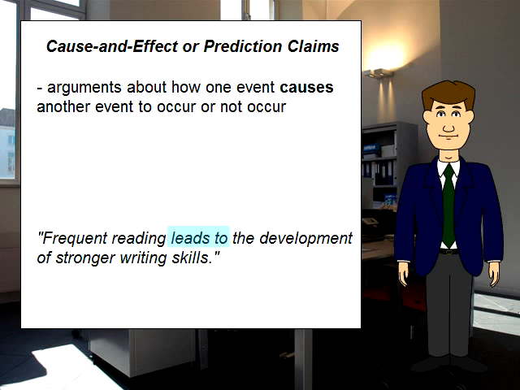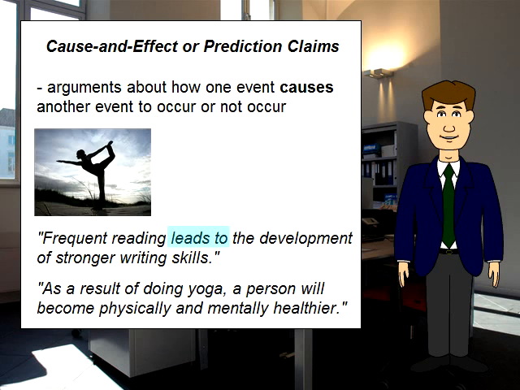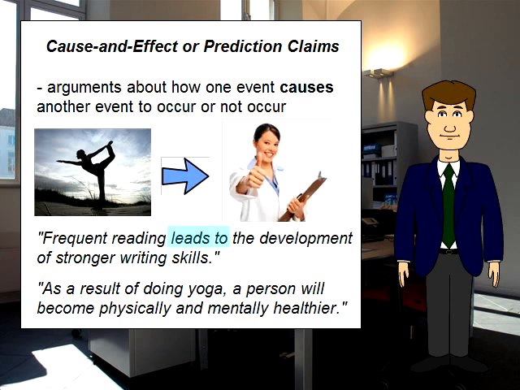Here's another example. As a result of doing yoga, a person will become physically and mentally healthier. The key words here are, as a result, and will become. This statement makes a prediction about what will happen if you practice yoga.